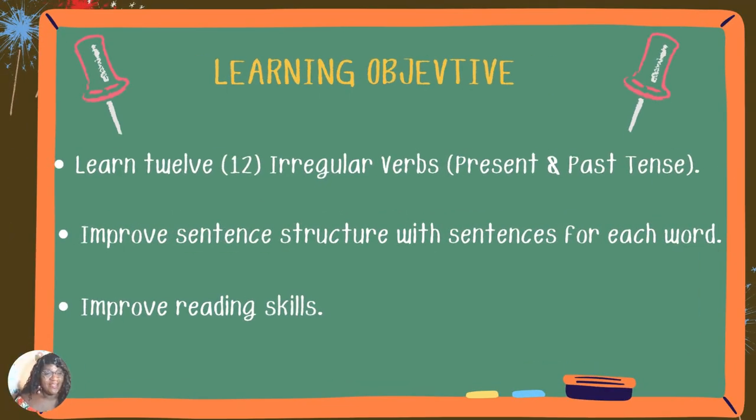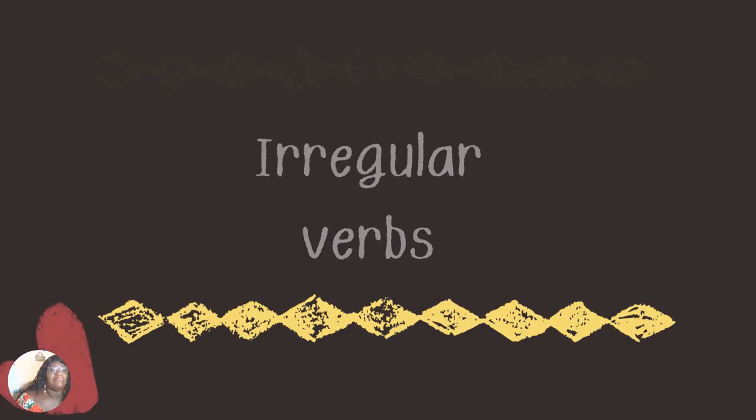Our learning objectives for this lesson: 1. To learn 12 irregular verbs, present and past tense. 2. To improve sentence structure with sentences for each word, the present tense and the past tense. And 3. Improve reading skills by knowing how to effectively structure a sentence using both the present and past tense of each word.